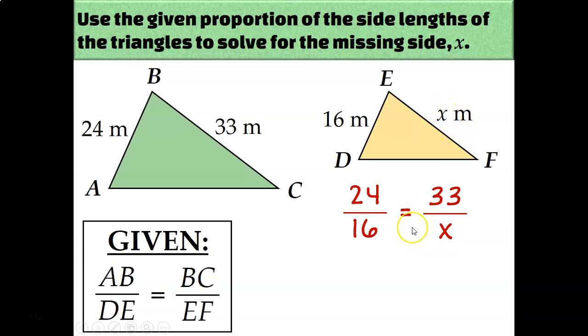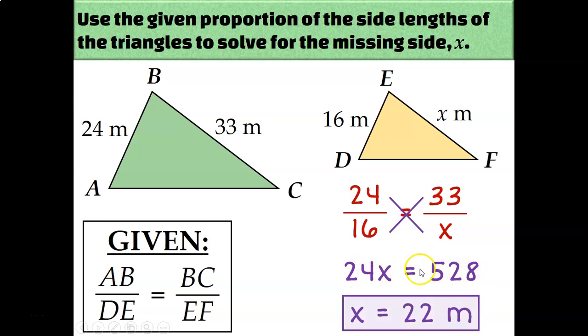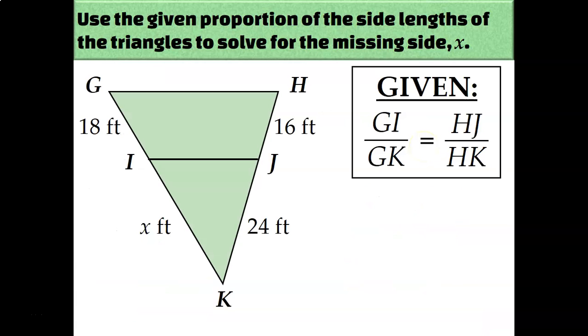So, since it's a proportion, I can cross multiply to solve. 24 times x and 16 times 33 gives me 24x equals 528. So I can divide both sides by 24 to get my answer of 22 meters. So EF must be 22 meters long. Alright, that was pretty easy. Let's try one that's a little bit more challenging.